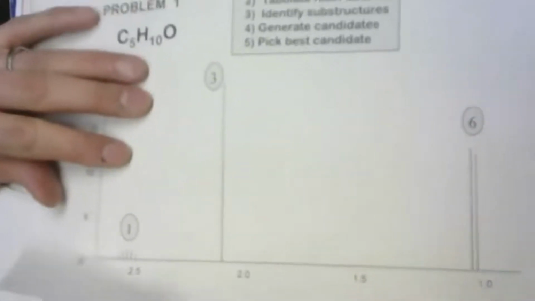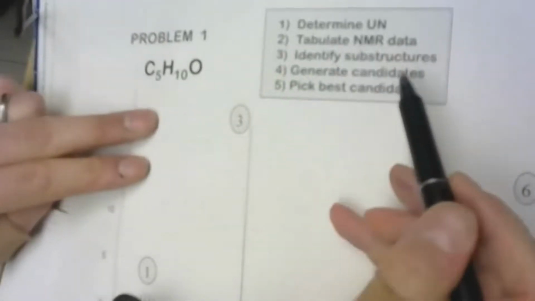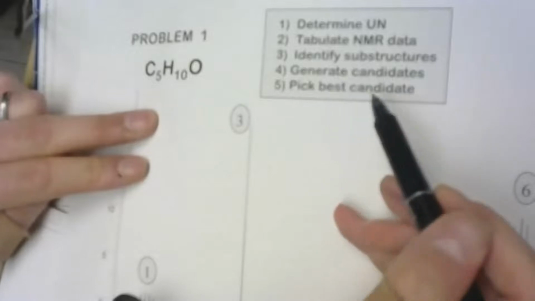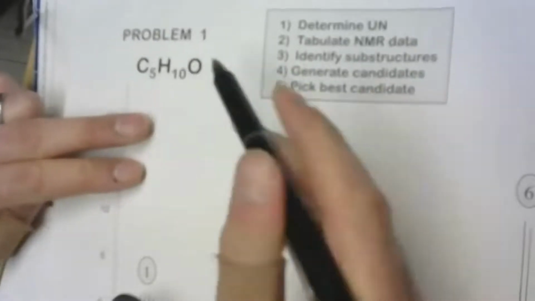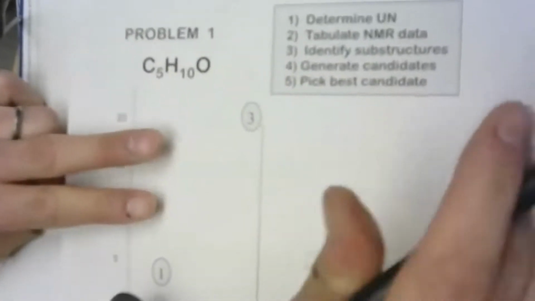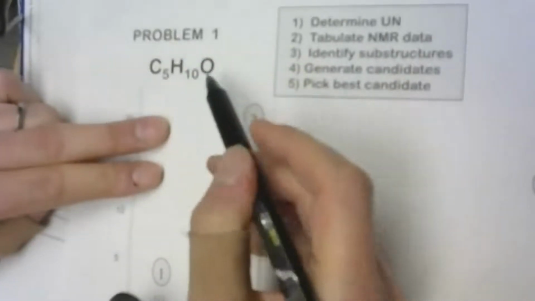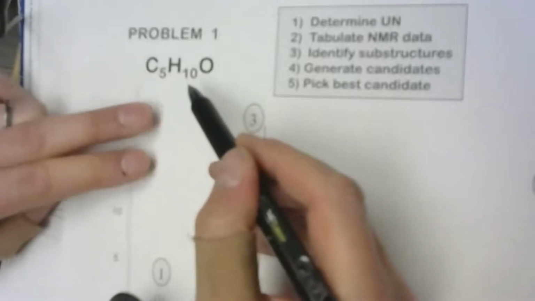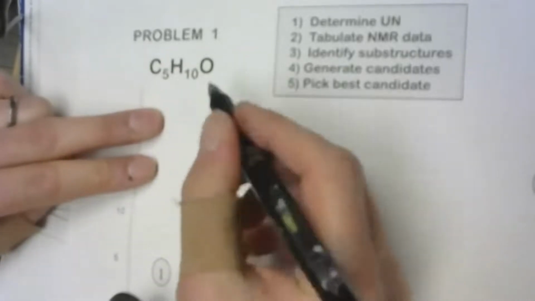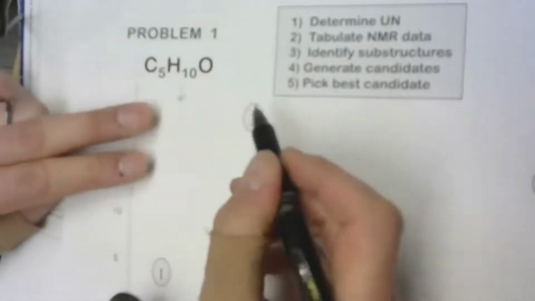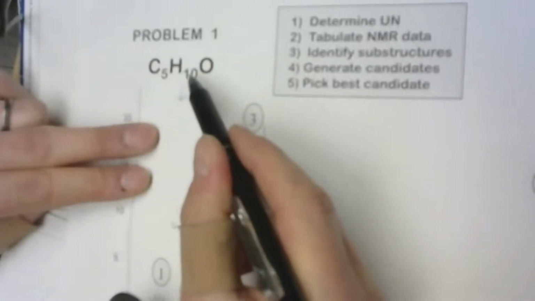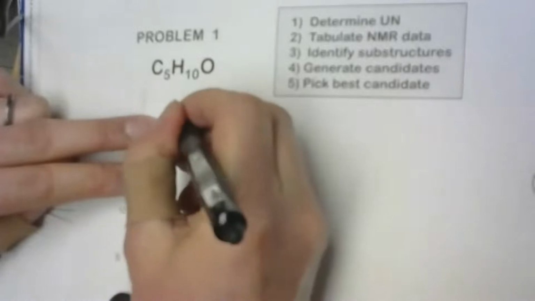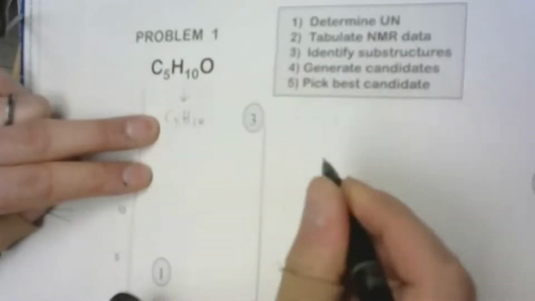All right, we cool? What's our protocol? Determine UN, tabulate the NMR data, identify the substructures, generate the candidates, and pick the best candidate. So how do we do UN of that? C5H10O. What was the rule for oxygen? Do we keep it or throw it away? We throw it away. So it becomes C5H10. Essentially, we just ignore it.